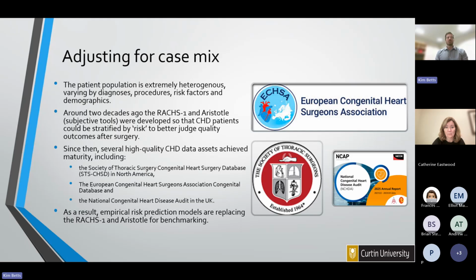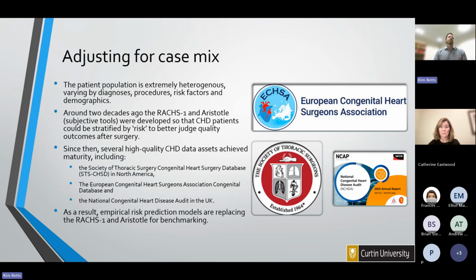So you could have 2 babies with the same diagnosis undergoing the same procedure, but if one was born full term, healthy birth weight, and the other one was 6 weeks preterm, you'd expect very different outcomes for those babies. So around 2 decades ago, the first attempts to solve this case mix issue during benchmarking were undertaken, and the RACS1 and Aristotle tools were developed in Europe and the United States, where basically experts, so cardiac surgeons, sat down and categorized these procedures into different risk groups.